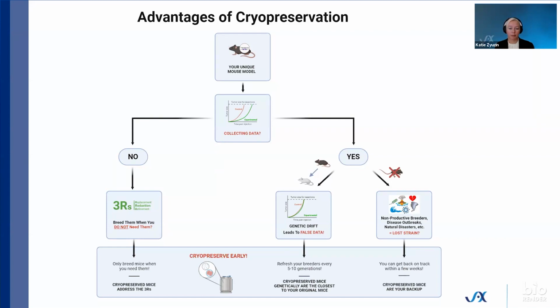The only negative part of cryopreservation that I can think of is that you will have to spend some money upfront to get your strain cryopreserved. But honestly, that amount is insignificant as compared to the risks that you will face when you don't have your mutant strain in cryopreservation. I don't know how many of our listeners are conscious about the fact that every time you breed mice, their genetics is changing through the process called genetic drift.